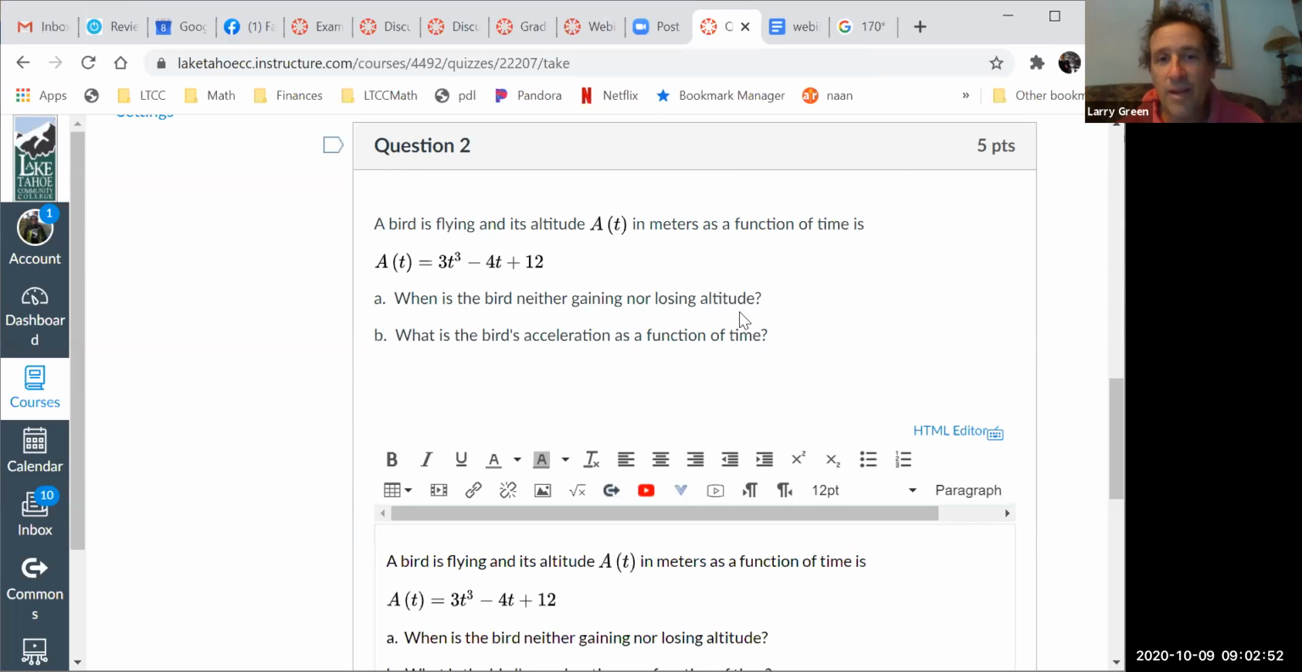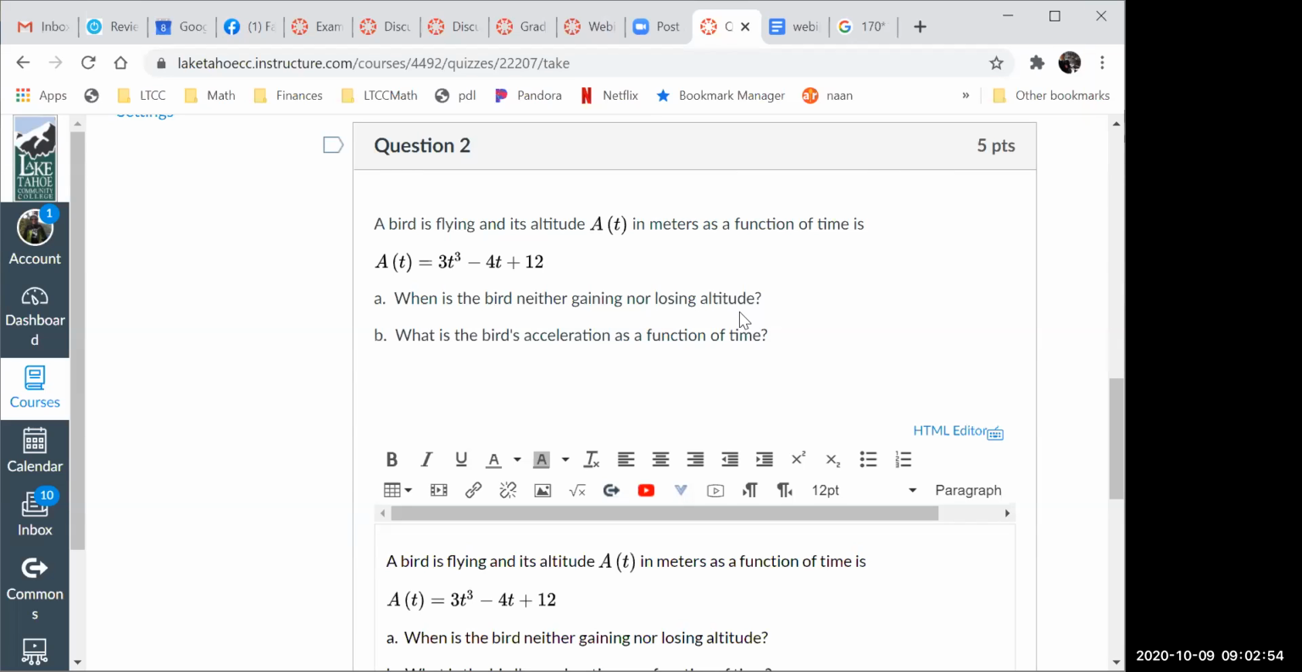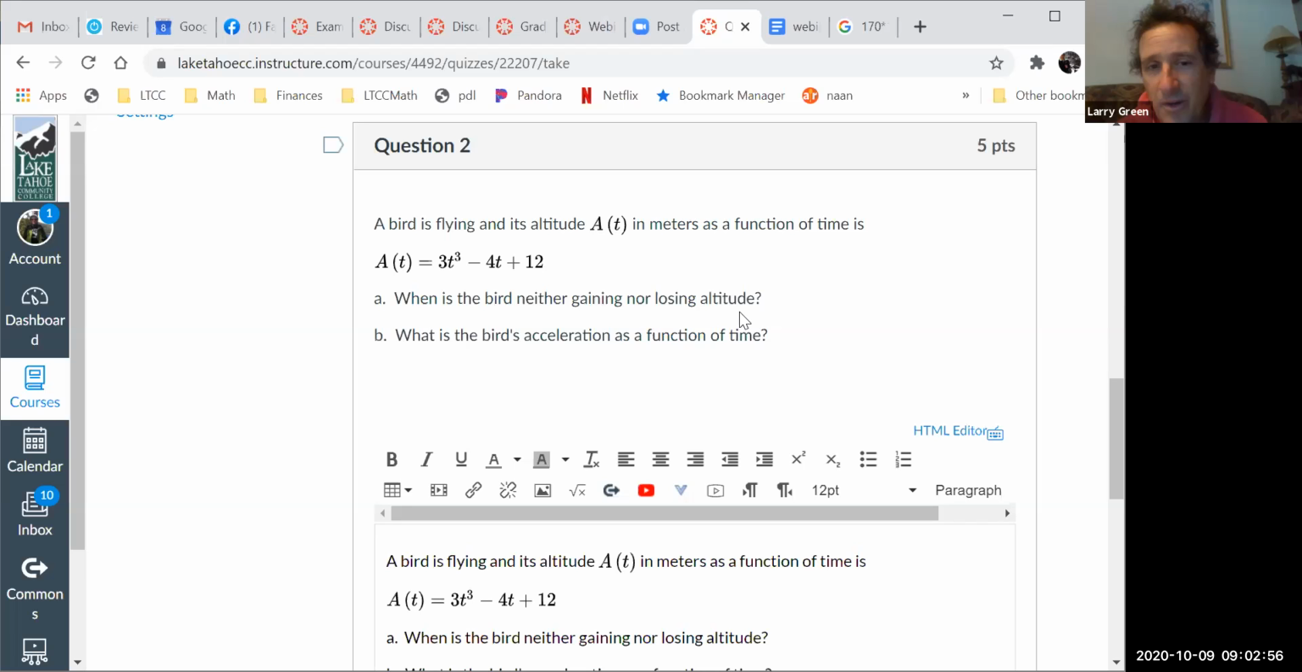What's the calculus way of asking this instead of the word problem way? When is a bird not moving? There we go. When is the derivative 0? Because derivative is the calculus word in our class. And remember that gaining or losing, that's a rate of change. And if it's not gaining or losing, that means the rate of change is 0, which means the derivative is 0. Any questions on that?